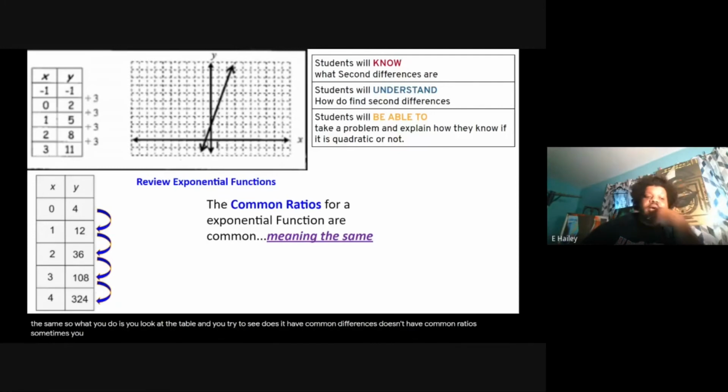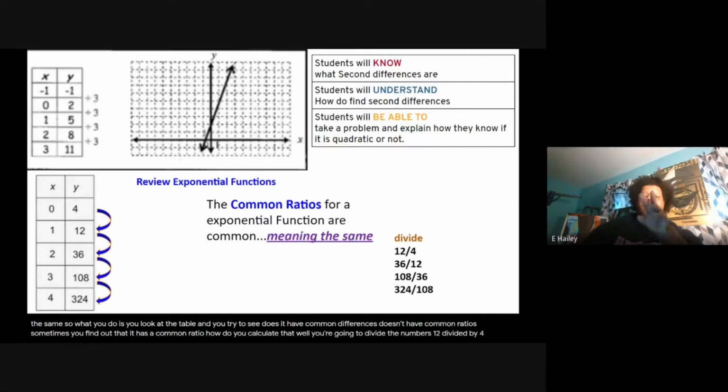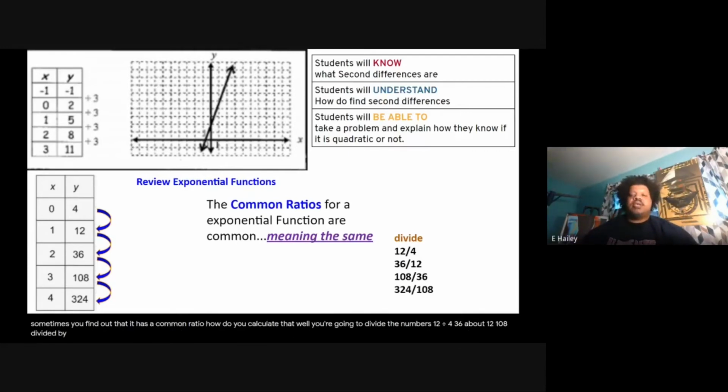Sometimes you find out that it has a common ratio. How do you calculate it? You're going to divide the numbers: 12 divided by 4, 36 divided by 12, 108 divided by 36, 324 divided by 108. All of those will give us the exact same number in this case. Don't believe me? Check the calculator.